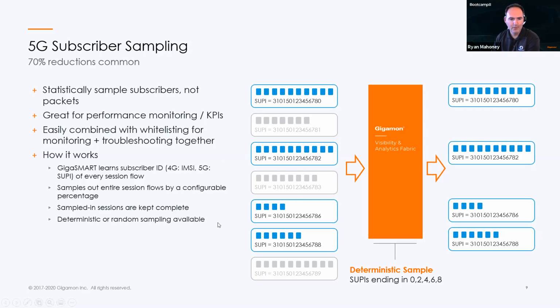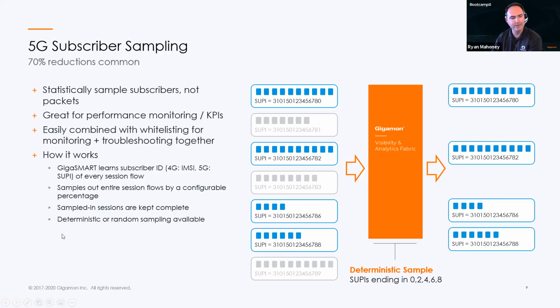One last note on this is we have random sampling, which is just as you might imagine, it's randomly sampled. It is important to know that when we do sample, it's not sampling packets; it's sampling entire subscriber sessions. So a subscriber session, including the control and the user plane traffic, is all sent to the same probe. So we have random sampling available.